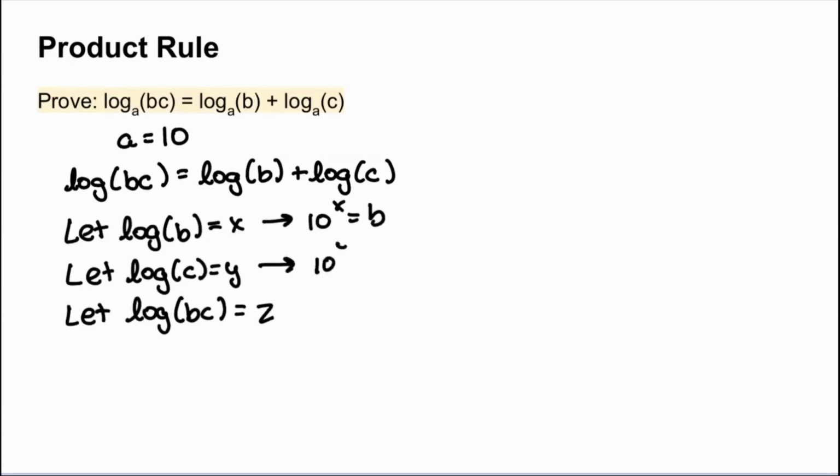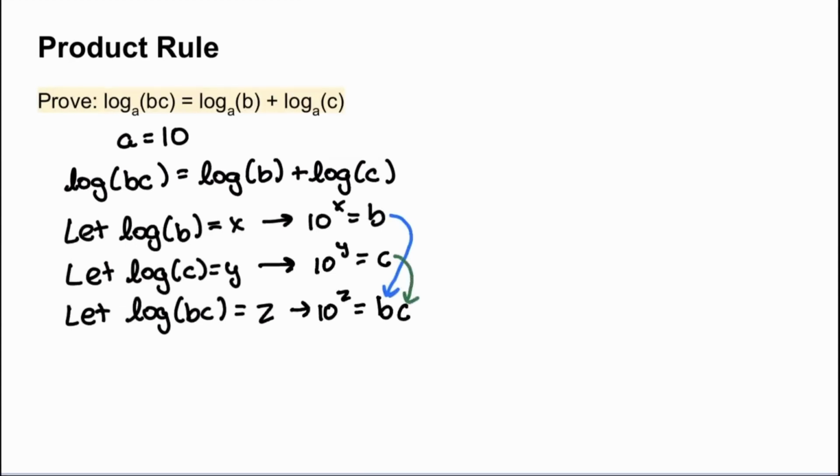This is the same as 10 to the y power is equal to c. And finally, this is the same as saying 10 to the z power is equal to the product of b and c. Well, we know what b is. We've defined it as 10 to the x, so we can plug that in there. And similarly for c, we know what c is. We've defined it as 10 to the y, so we can plug it in there for its position for c.